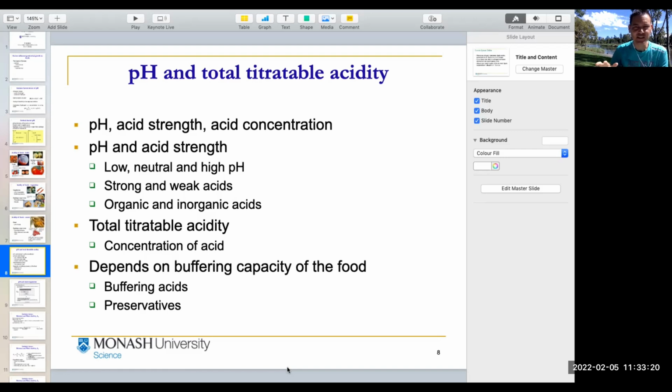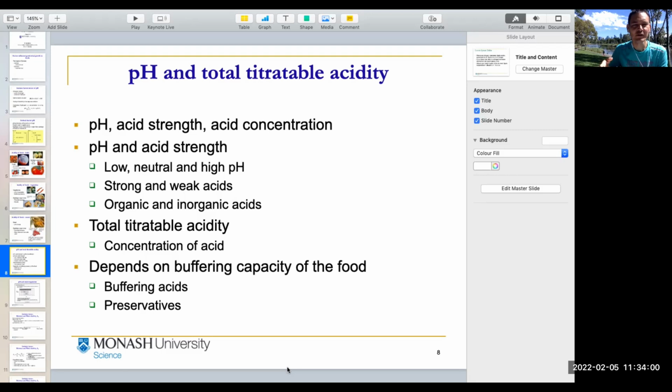So that is the important element of the chemistry behind acids and bases. So the chemistry behind what pH is, what a strong and weak acid is, so acid strength, and the definition of acid concentration, and how we measure that in an acid-base titration to determine the total titratable acidity.